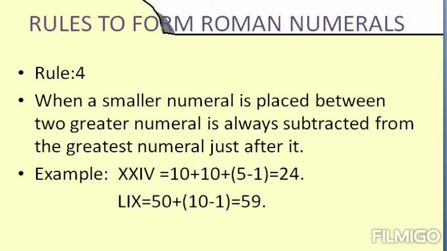Here is your example, children. X X I V. Here X repeated 2 times, so its value 20. The value of I is 1. The value of V is 5. Now I is placed between the two greater values. So we have to subtract the value of I from V. After subtracting, we have 4. Now we have to add with 20, that is 24 is your answer.